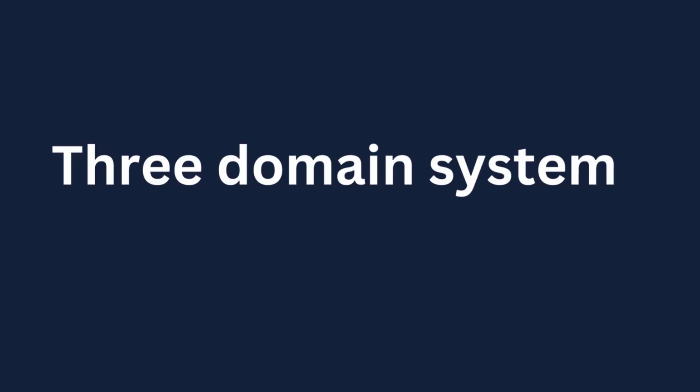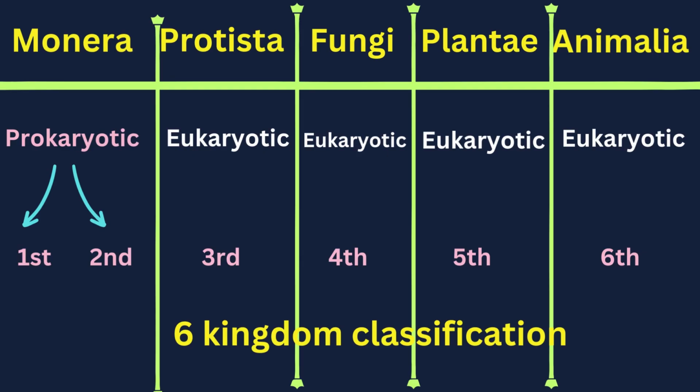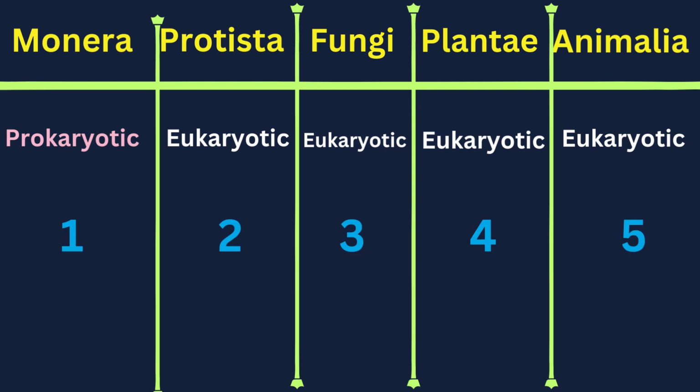The three-domain system has also been proposed that divides the kingdom Monera into two domains, leaving the remaining eukaryotic kingdoms in the third domain and thereby a six-kingdom classification. You will learn about this system in detail at higher classes. Let's look at this five-kingdom classification to understand the issues and considerations that influenced the classification system.